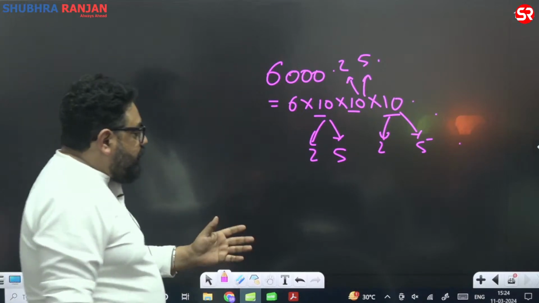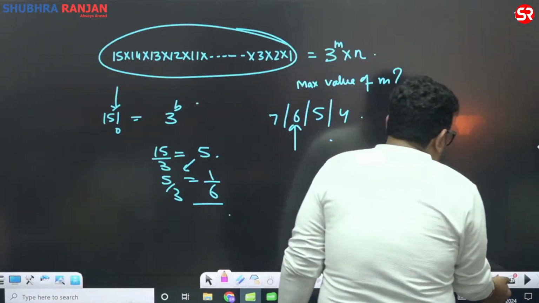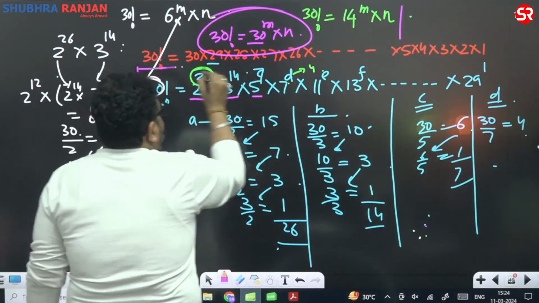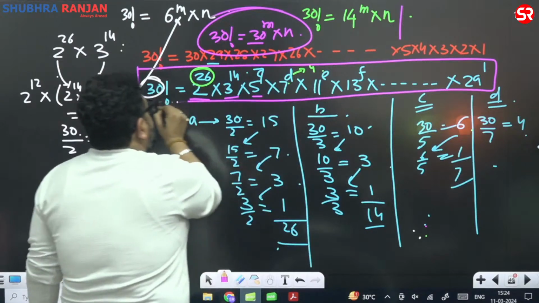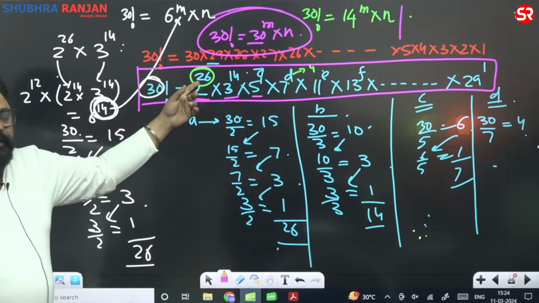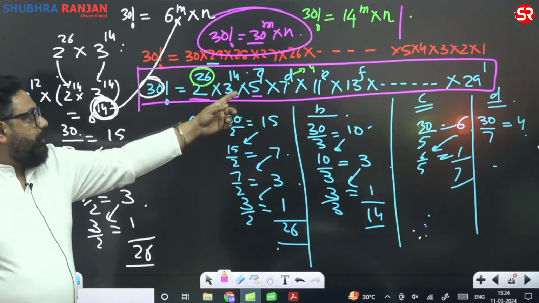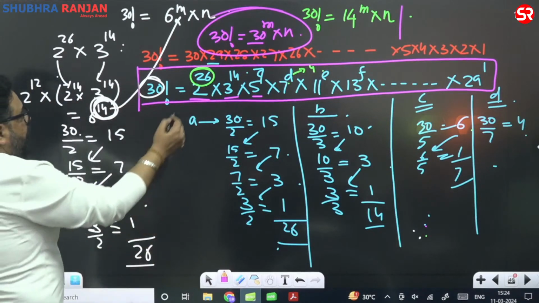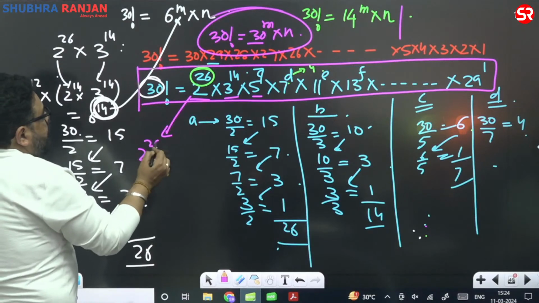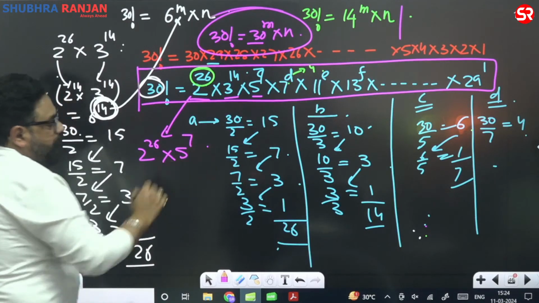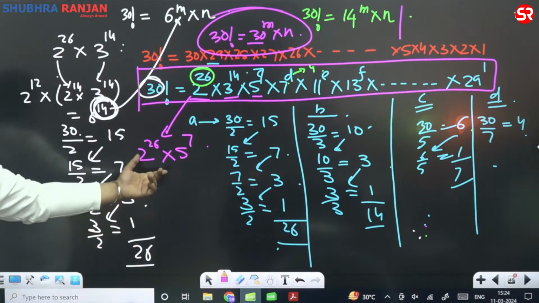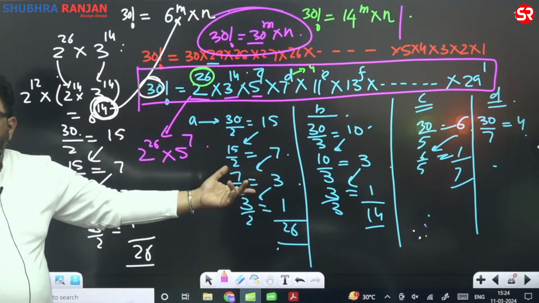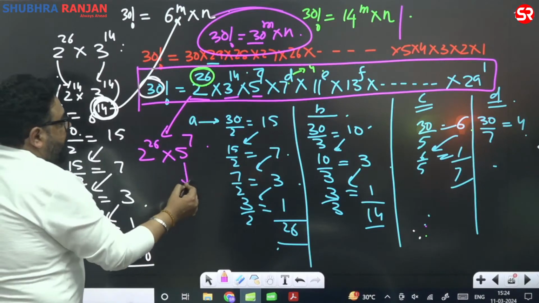So in that case, let's see how many zeros are there in 30 factorial. Now 30 factorial, we know, is 2 to the power 26 and 3 to the power 14 and 5 to the power 7 and so on. So what will the number of zeros be? Definitely 2 to the power 26 and we have 5 to the power 7. How many 10s will be made? 7. Because the minimum power is the answer, right? Because 5 has 7 powers.